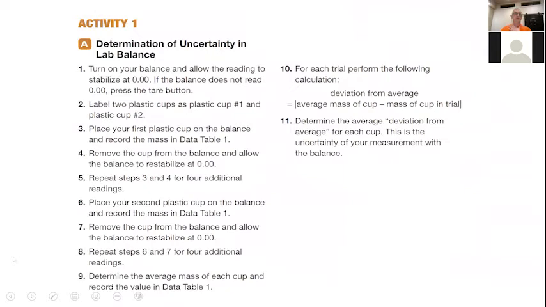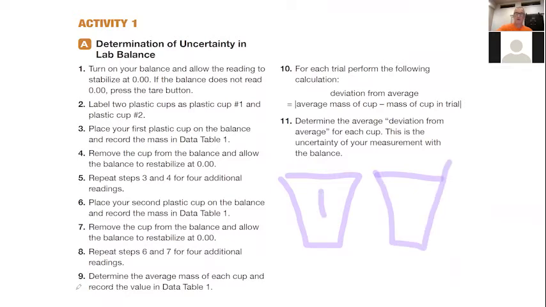So the very first thing we're going to do is figure out what the uncertainty is in the balance. With the balance, we're just going to take 2 cups, label them 1 and 2, and weigh each one of them 5 times. Make sure that you tare the scale before each one, and let it get to the final reading it's going to get, and then write it down.